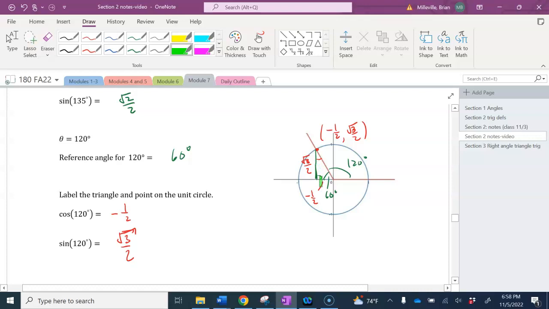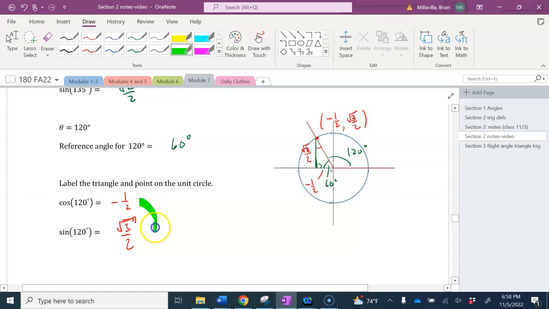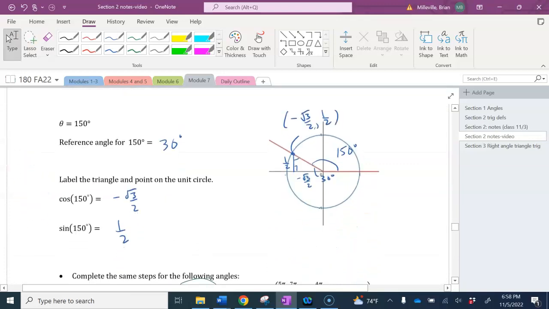All right, which gives us the coordinates of our point, and therefore gives us the values for cosine and sine. The coordinates of the point where the terminal side of that angle intersects the unit circle is negative 1/2, square root 3 over 2, and therefore those are the values for cosine and sine respectively. And this is similar for other angles we have in our document.